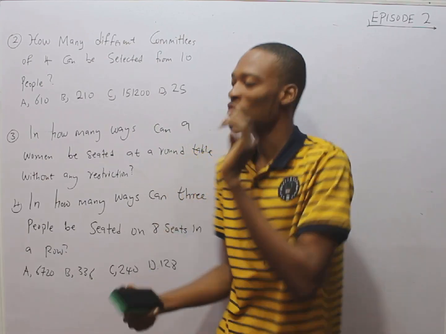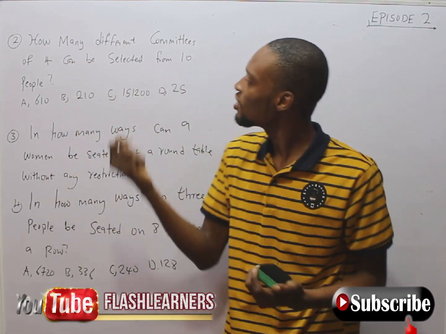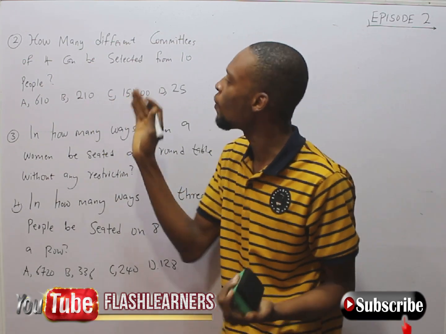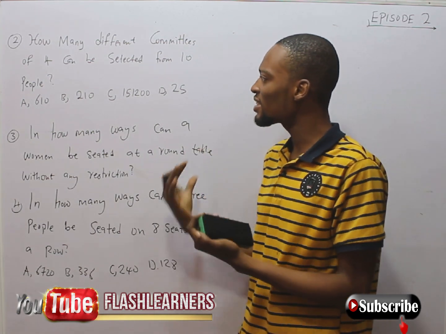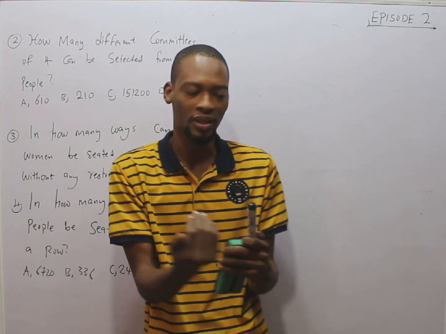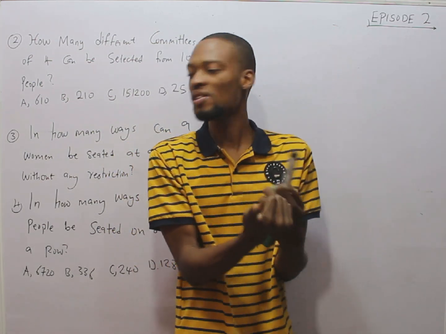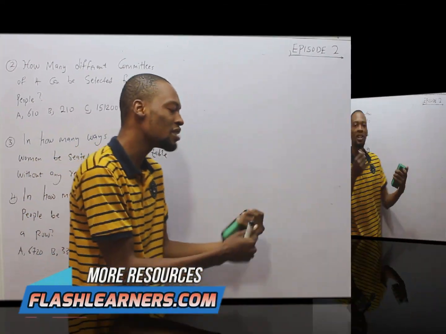In this episode, we shall be taking care of these questions. The first one says, how many different committees of 4 can be selected from 10 people? This takes our mind to permutation and combination. Permutation and combination is a topic schools love to set in post-UTME.